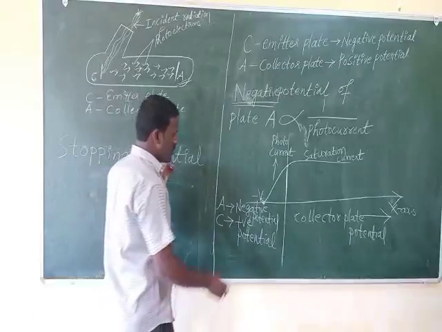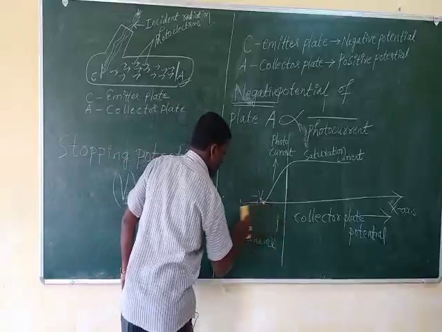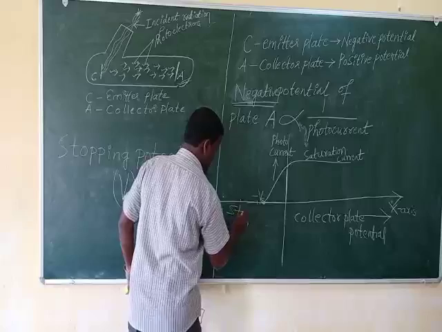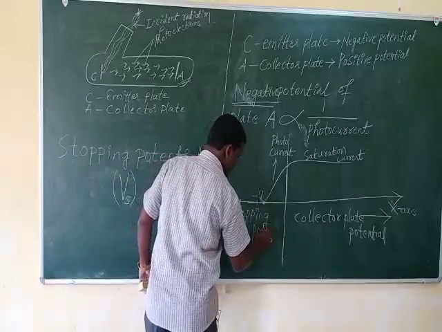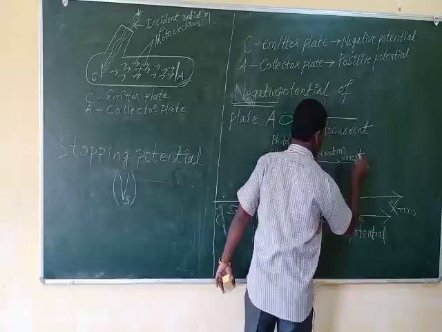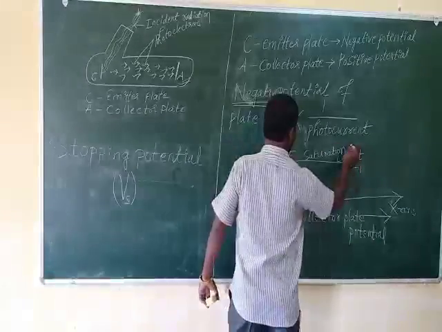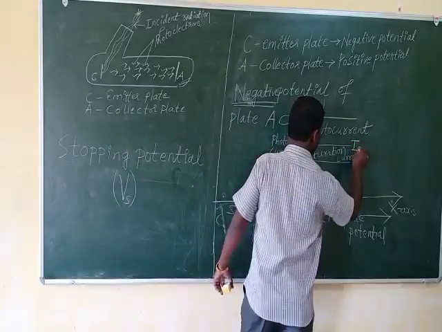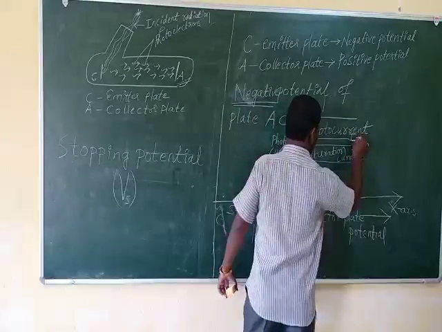Here I shall write one thing: this region represents stopping potential. Negative y axis and stopping potential. Imagine this is intensity I1. If I repeat the experiment with light of another intensity I2, and this is I3, so here the strength of the light is varied.